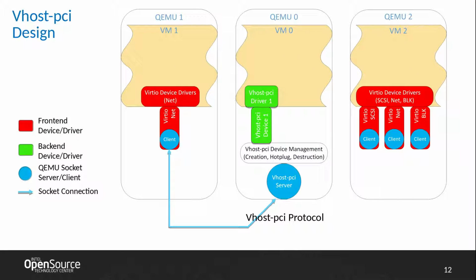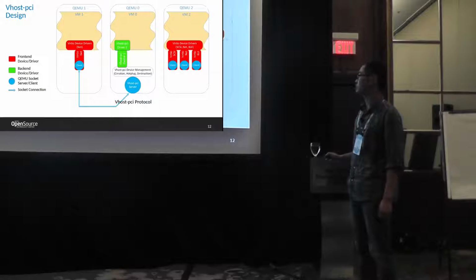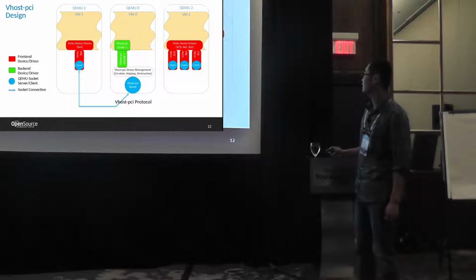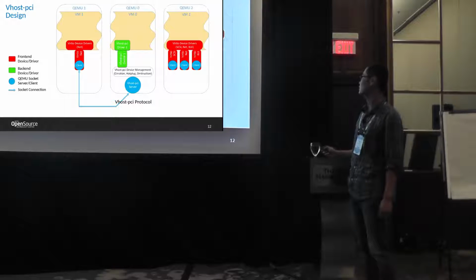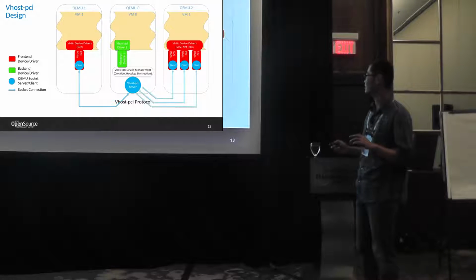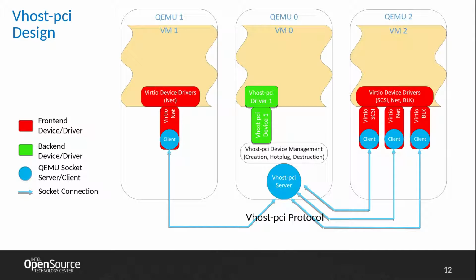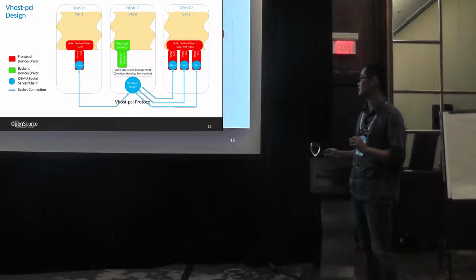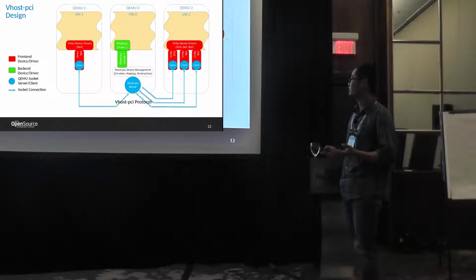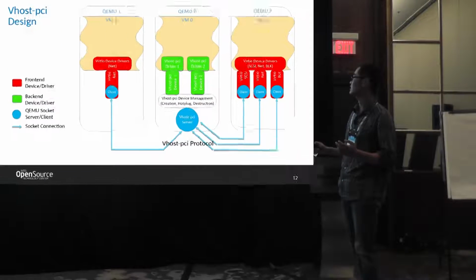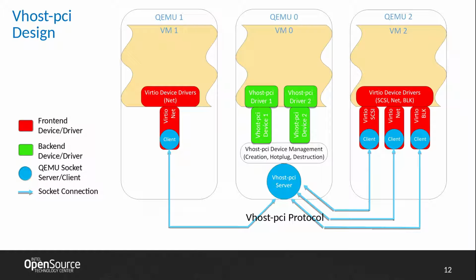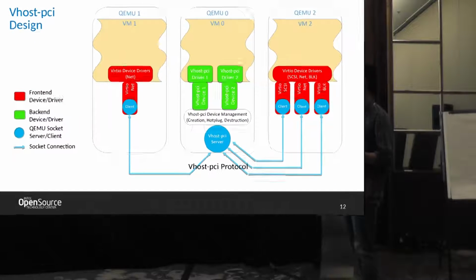So here we have another QEMU that gets booted. The difference here is that this QEMU creates 3 virtio devices of different device types, like virtio-scsi, net, and block, and each of those front-end devices creates a client, and all the clients connect to the server, and they talk to the server via the vhost PCI protocol as well. So what the server does is create a new vhost PCI device 2, and hotplug this device to the VM and initialize the related driver.